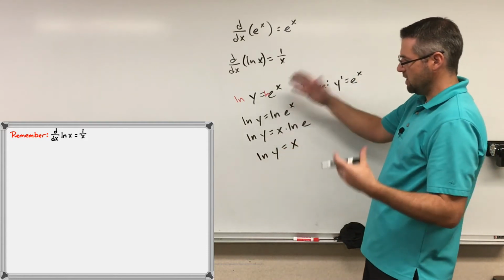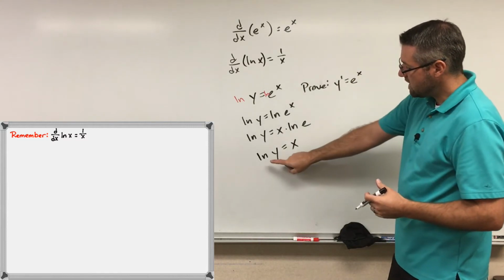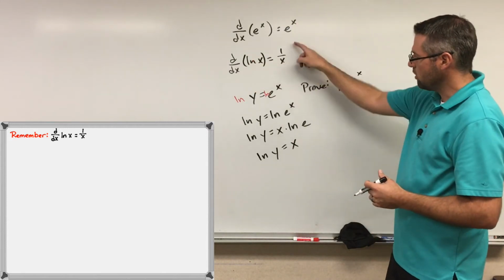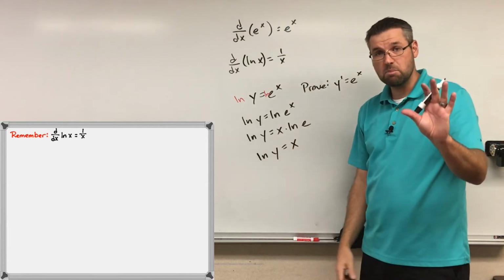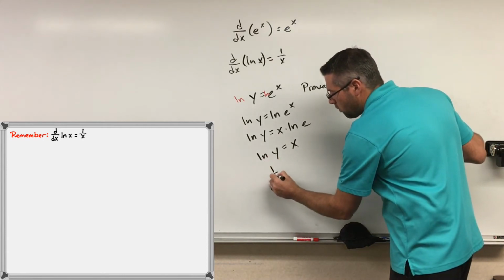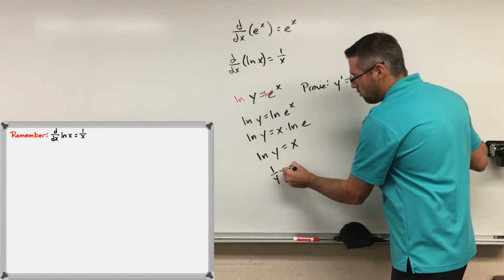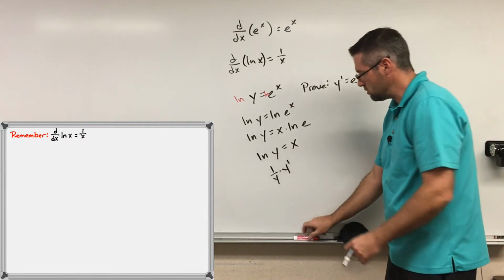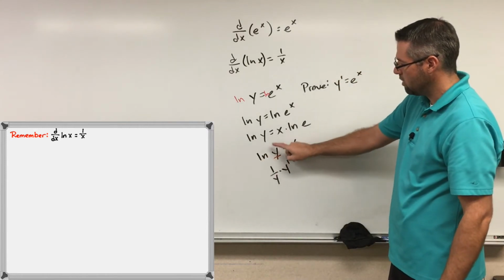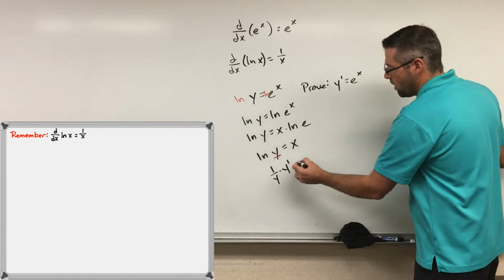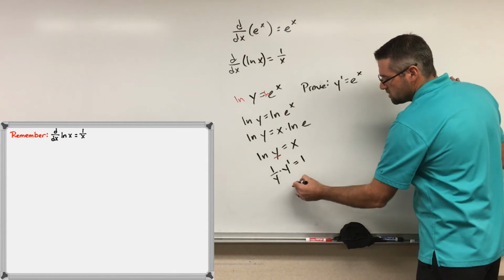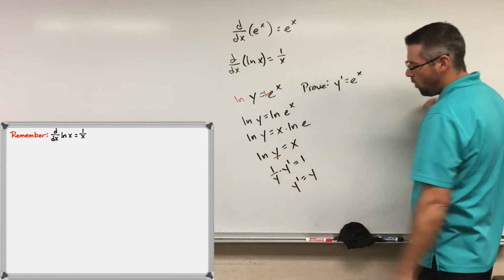Now, I could convert it back to exponential, but that's not going to be useful. I know how to take the derivative of natural log right here. The derivative with respect to x of natural log of x is 1 over x. So I'll take the derivative of this, but I have to think implicitly because y is the function now. The derivative of natural log of y is 1 over y times y prime, because y is a function of x and I have to apply the chain rule there. The derivative of the outside is 1 over y, times the derivative of the inside, which is y prime. The derivative of x is just 1. Then we can isolate y prime by multiplying both sides by y, so we end up with y prime equals y.